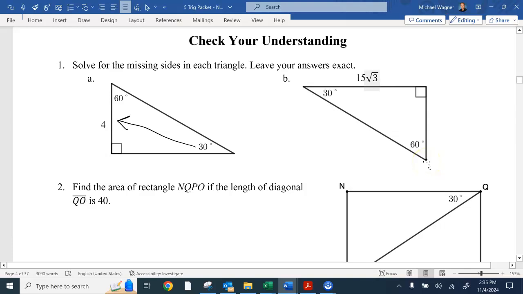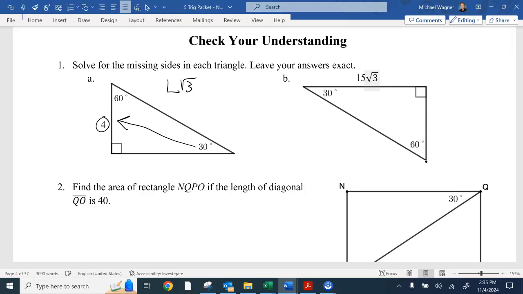So let's see. That means 4 is the short leg. So if I've got the short leg times root 3, I can get the long leg, right? So that would be 4 root 3. And then the hypotenuse is equal to 2 times the short leg. So that means 2 times 4, that would be 8. Okay, it's that simple, guys.